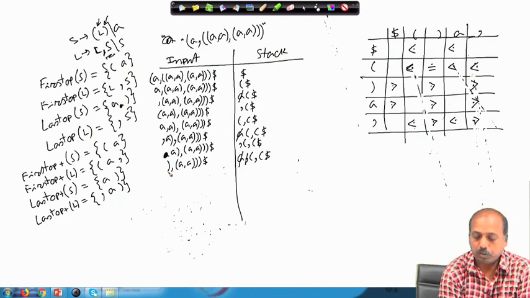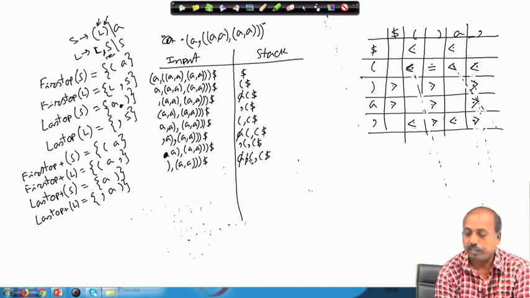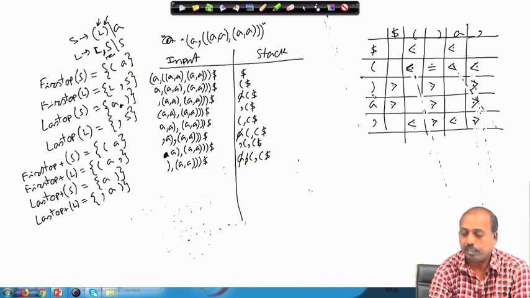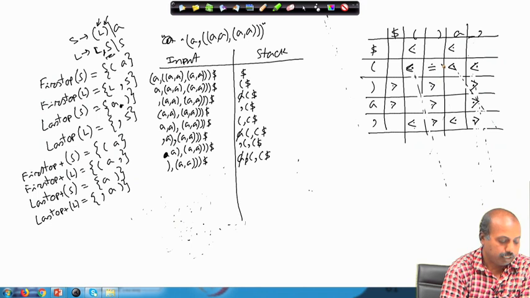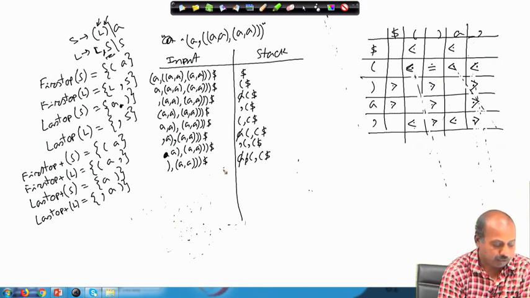Now, I have this close parenthesis and open parenthesis. Close parenthesis is of higher precedence than open parenthesis, and open parenthesis and close parenthesis are of equal precedence. So, it will be pushed into the stack.